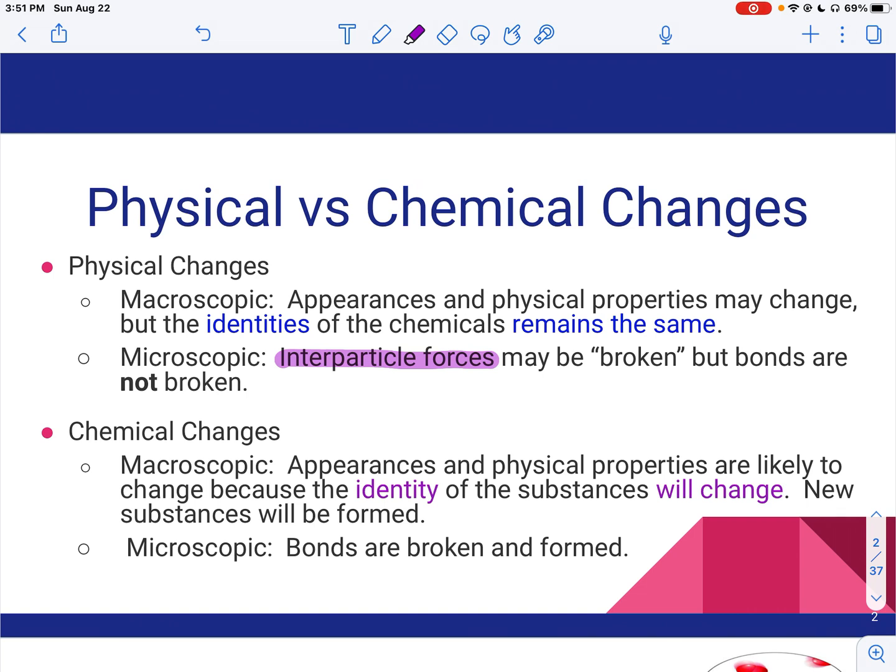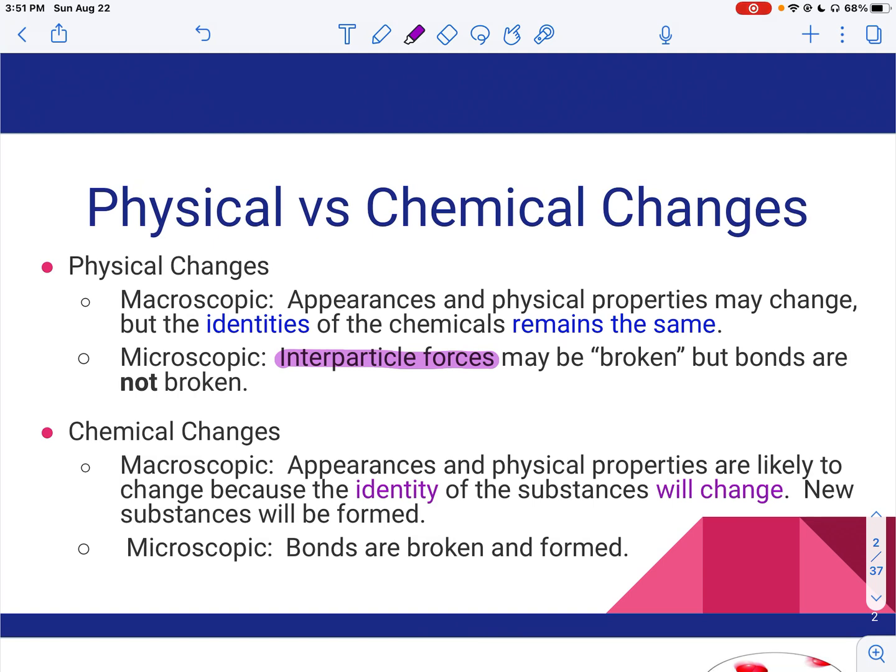Now I put broken for IPF in quotes because they're not actually broken. They're not bonds, they're attractions. So they're really just overcome. Okay, so those interparticle forces like hydrogen bonds, dipole, LDF, that stuff that you learned about in first year chem, those can be overcome in a physical change, but they're not actually broken.